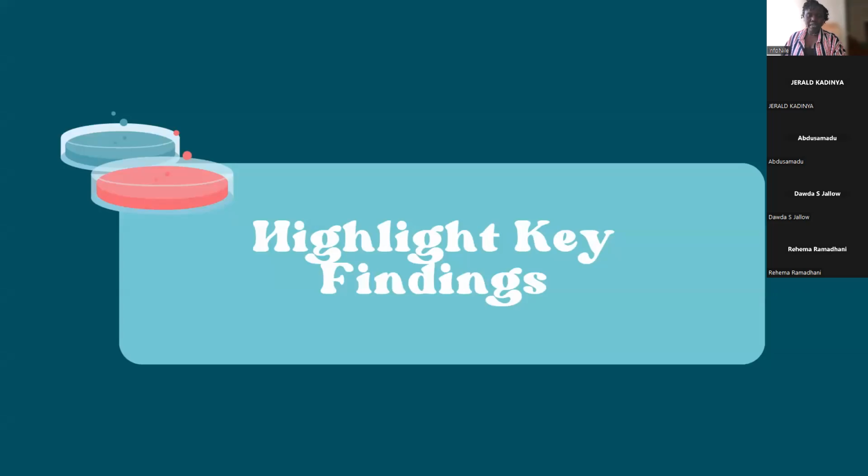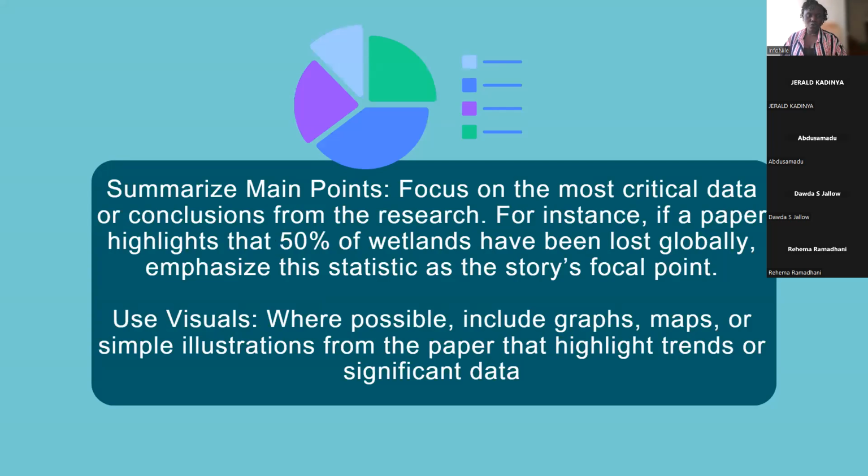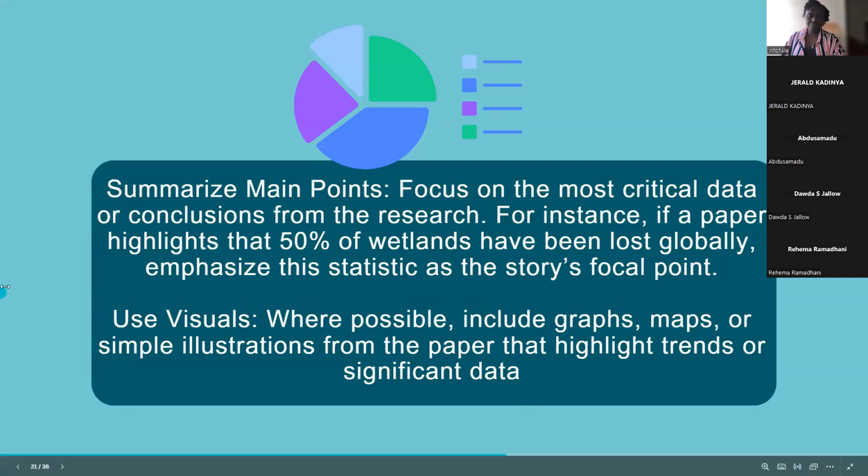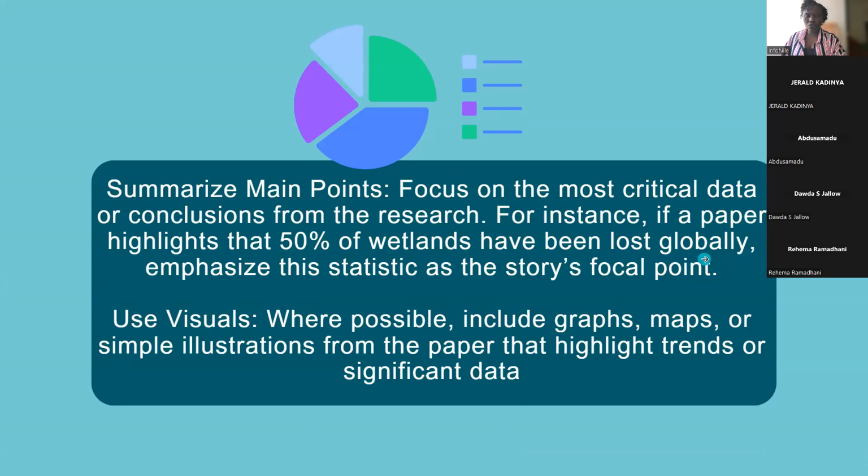It is very nice to highlight key findings when you're doing your story. For example, when you are working with a research paper and you see there's critical data, for example, if a paper highlights that 50% of wetlands have been lost globally, emphasize this statistic as the story's focal point. You can begin with this, it captures the audience and makes them really pay attention to what you're about to say.